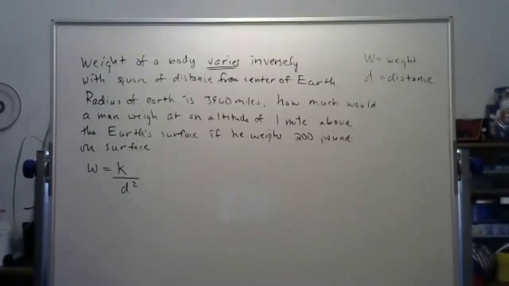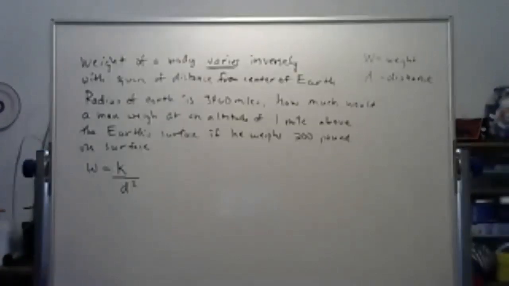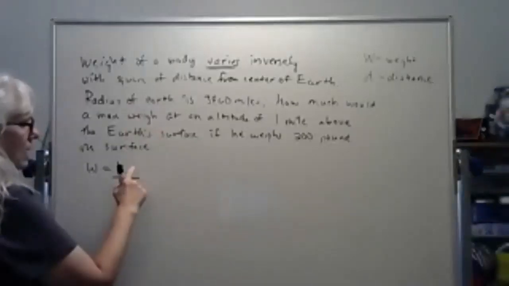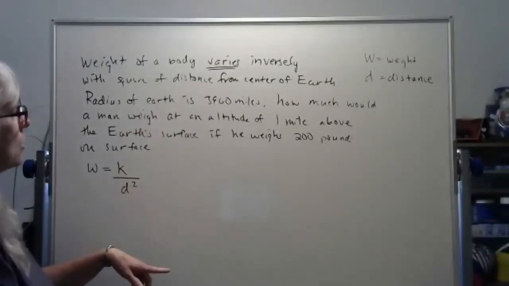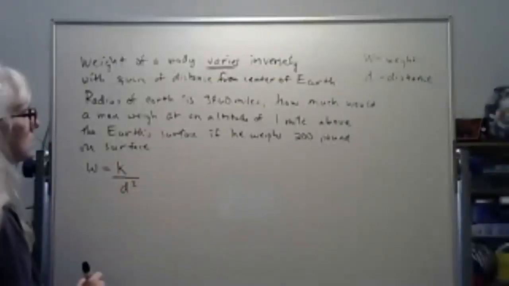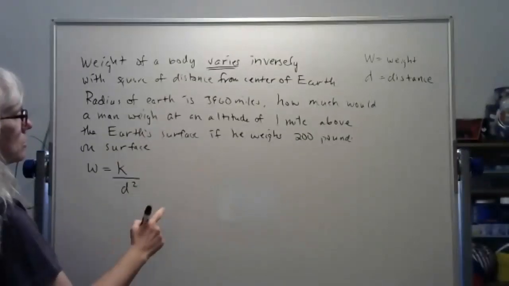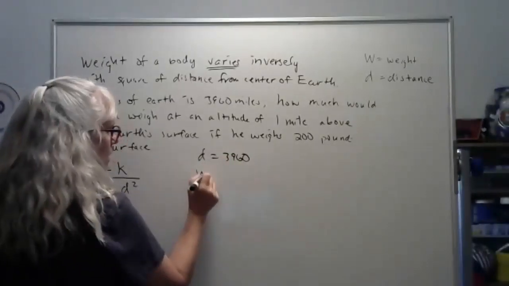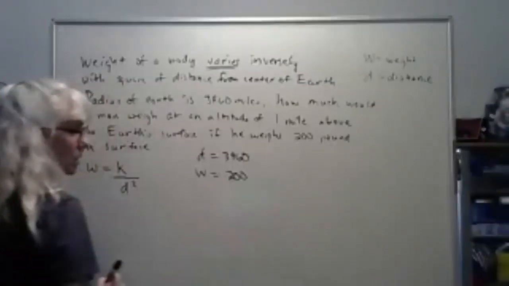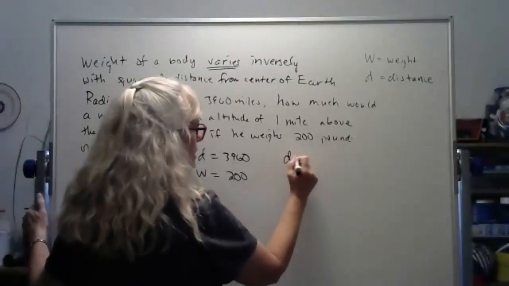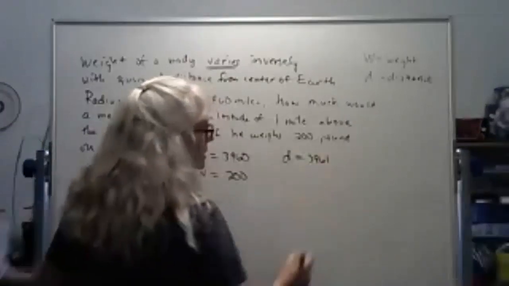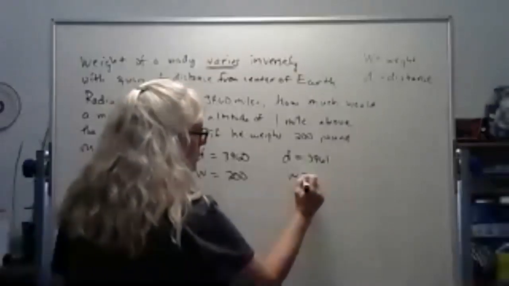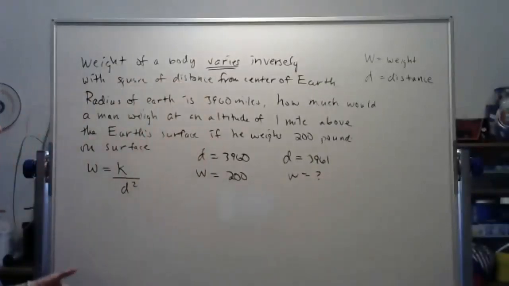Okay, what do we need to do next? Anybody remember? Supply the given information. Yeah, we need to go find K. So we know that on the Earth's surface, he's 200 pounds. So when the distance is 3,960, his weight is 200. What the question is asking is if we take that distance up to 3,961, because I'm 1 mile further from the center, what's the weight? So there's the information. We just have to plug it in and find everything.